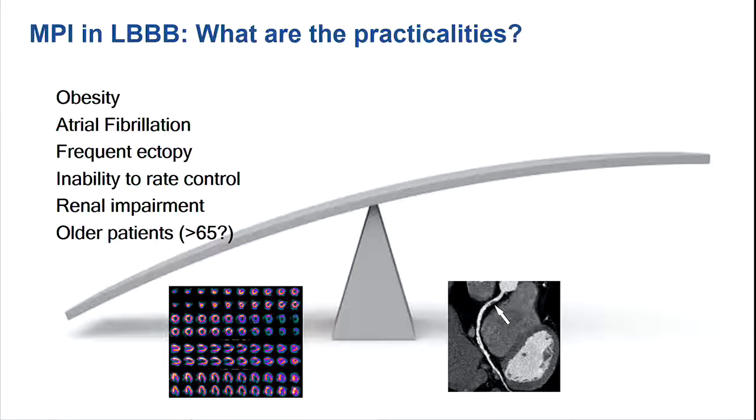Is the patient obese? Do they have atrial fibrillation? Can we control their rate? Do they have renal impairment? These are the sort of things that sway me more towards myocardial perfusion imaging than CT coronary angiography. I prefer myocardial perfusion imaging in the older patient as well, because I don't want to sift through the calcified coronaries trying to decide what is 50 to 69% and what's greater than 70%.